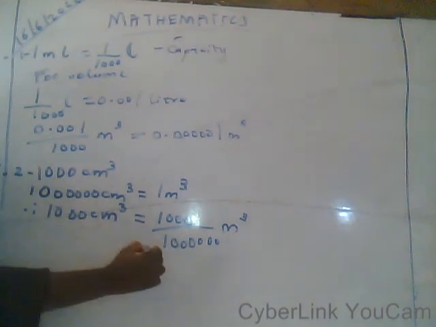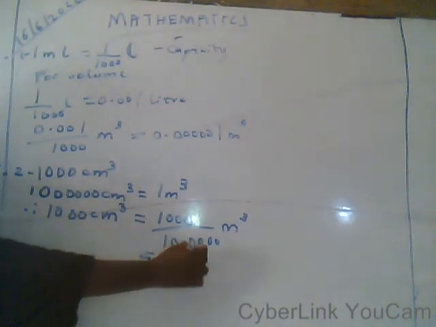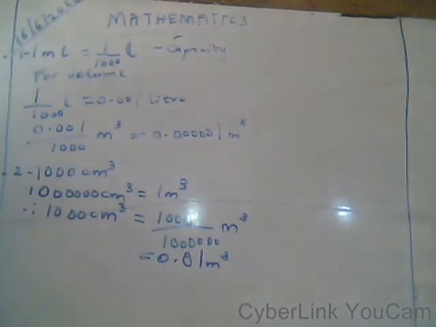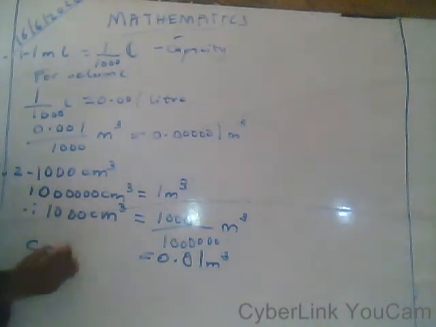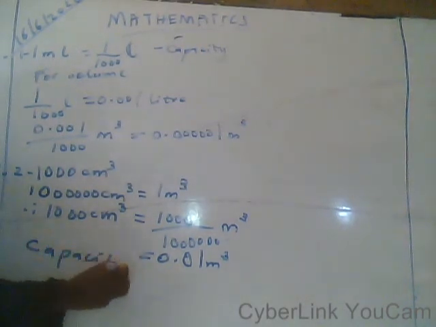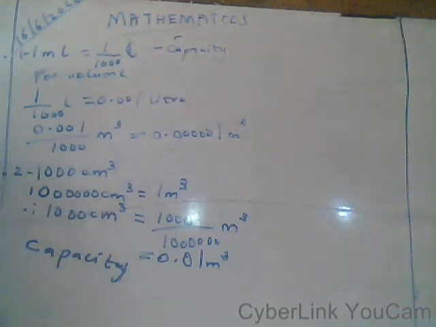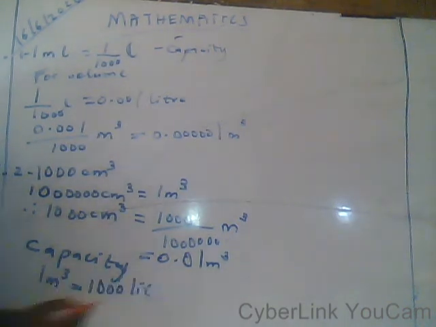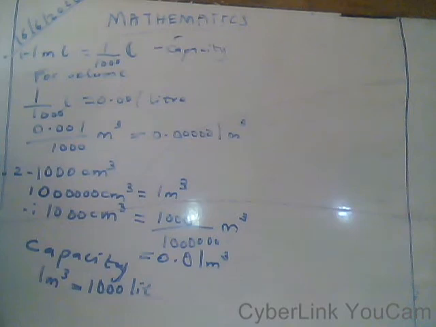Our final answer is 0.01 meter cube. That is for the volume. Now, for us to get the capacity, remember 1 meter cube is equal to 1000 liter.